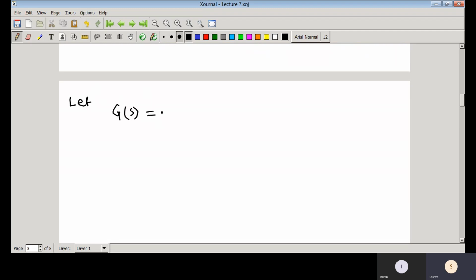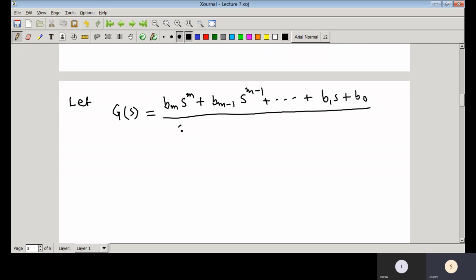So now you can see that the transfer function is actually a ratio, a rational function. That means we can write it in terms of s, where s is the Laplace variable, and b_m, b_(m-1) and so on are coefficients, and they are real. This is the numerator, and in the denominator we have another polynomial.